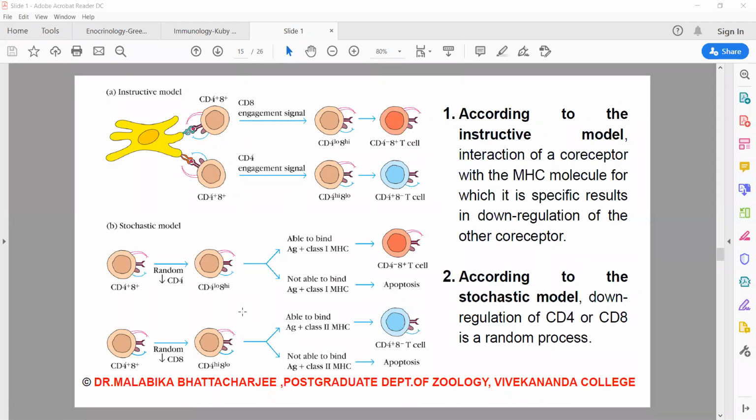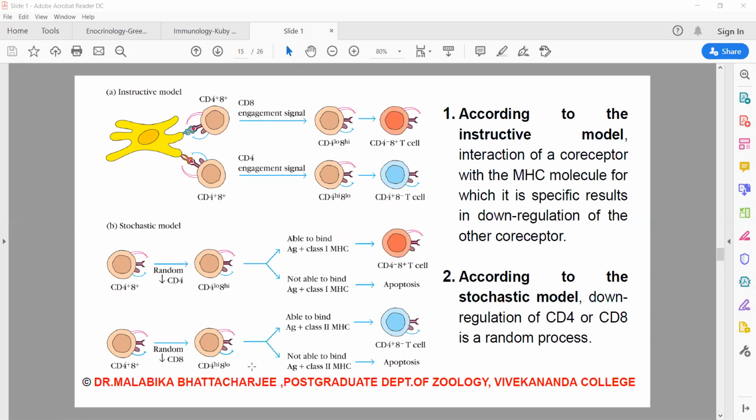The other one is a random model. The random model says that both the receptors are being highly expressed, but it's a random choice as to which receptor stays. So that is a matter of choice, as to which receptor is staying. As you can see, randomly the CD4 expression is upregulated, and automatically the CD8 expression is down-regulated in the second case.